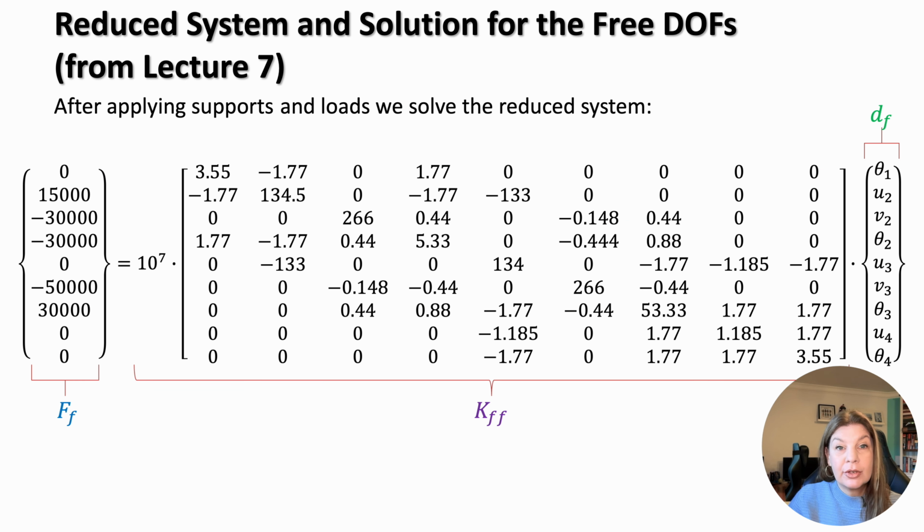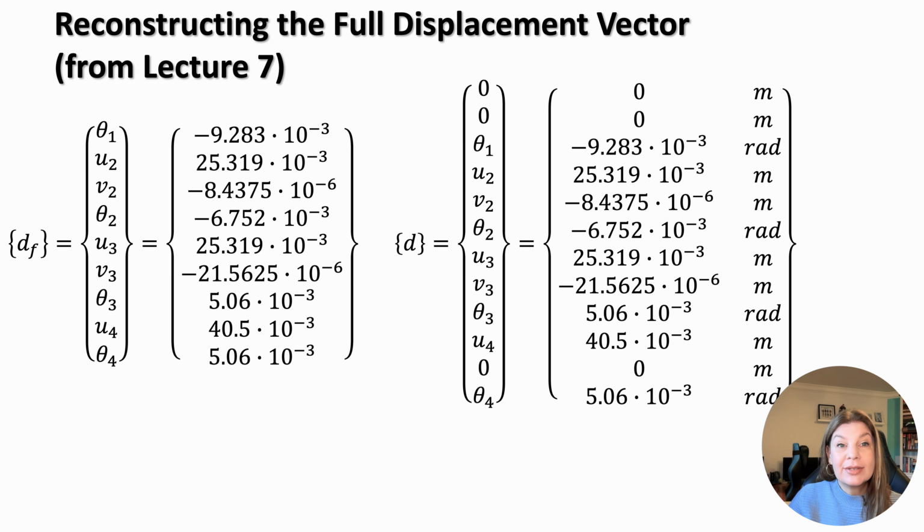After applying supports and loads, we arrived at the reduced stiffness system KFF times DF equals FF, which contains the 9 degrees of freedom. Solving this system gives us the displacements and rotations of the unconstrained nodes. Once DF is known, we can rebuild the full global displacement vector D. The solved free displacements are inserted into their correct global positions, and the restrained degrees of freedom are set to 0.